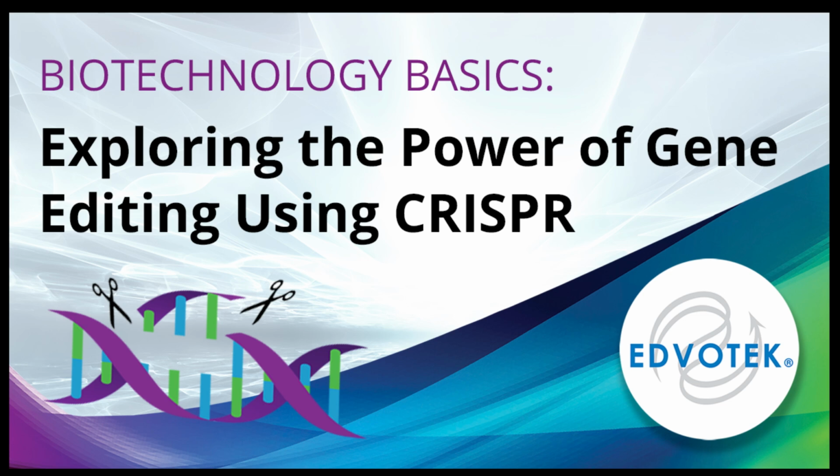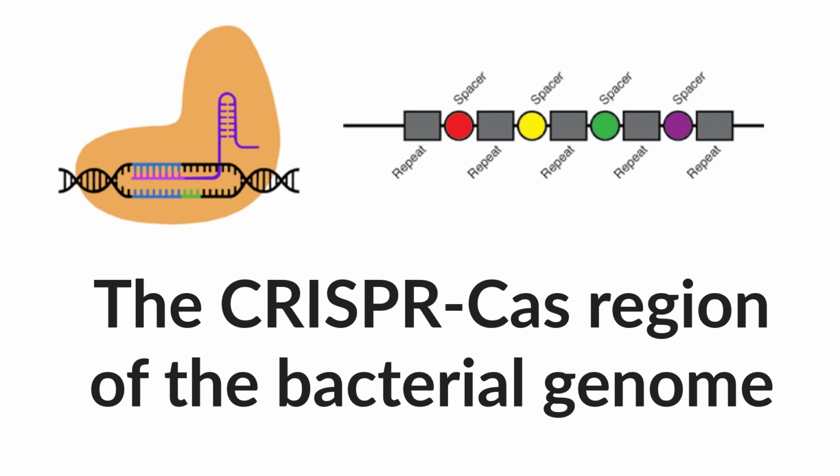Over the past 15 years, CRISPR has revolutionized the biotechnology world. In this video, we're going to explore the incredible potential of CRISPR for gene editing and how it works. CRISPR stands for Clustered Regularly Interspaced Short Palindromic Repeats, which are special DNA sequence repeats found in bacterial genomes. This region is associated with a protein called CRISPR-associated enzyme, or Cas, which can cut DNA.